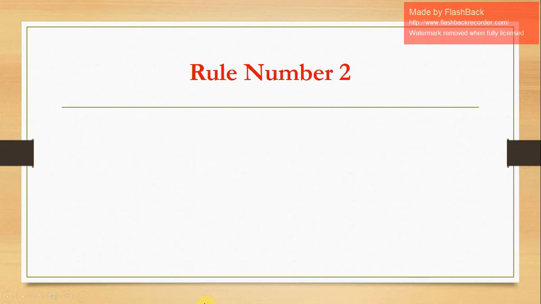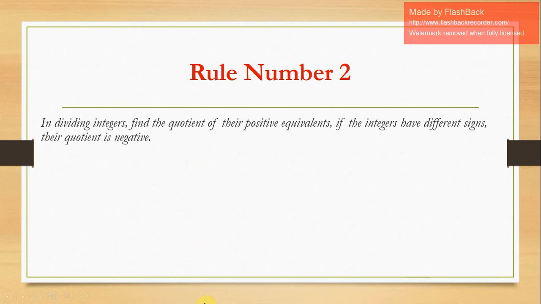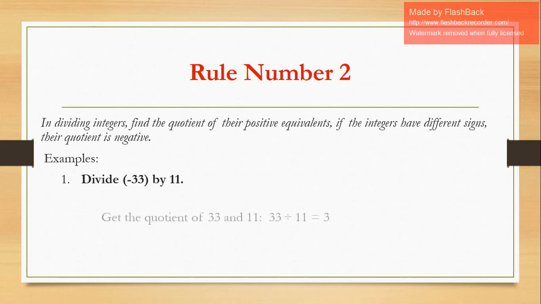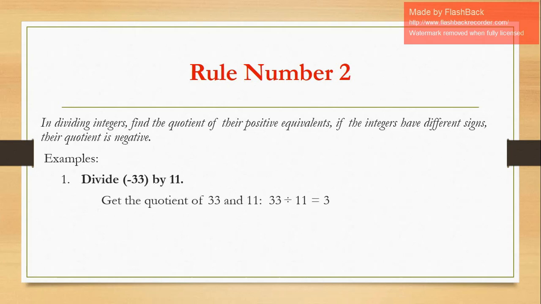So, let's proceed to rule number 2. In dividing integers, find the quotient of their positive equivalents. If the integers have different sign, their quotient is negative. So, let's have an example for that. First example, divide negative 33 by 11. Just divide the number, disregard the sign. So, 33 divided by 11 is equal to 3.